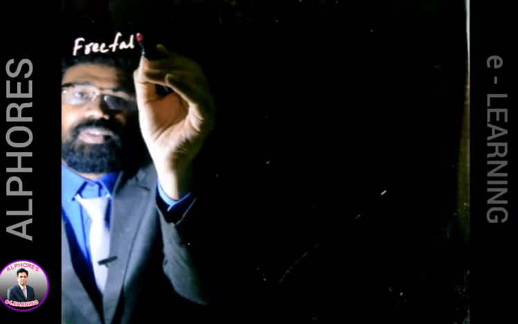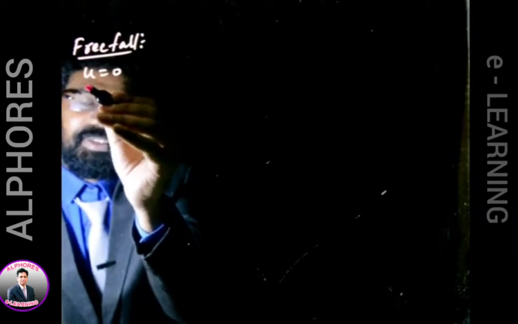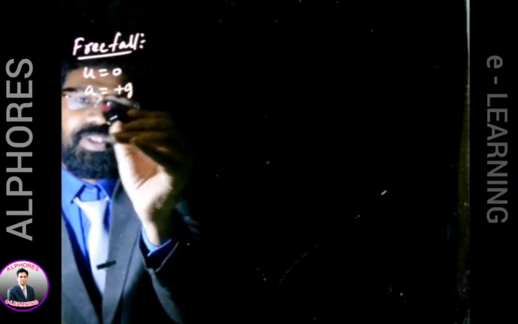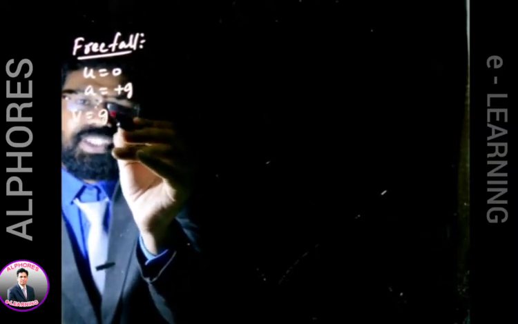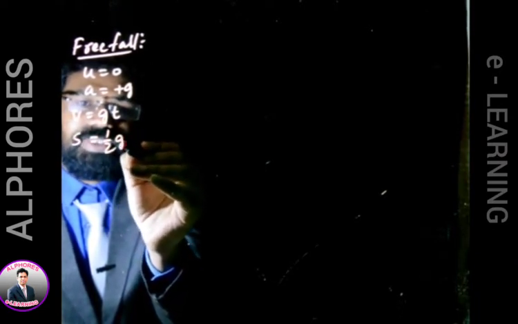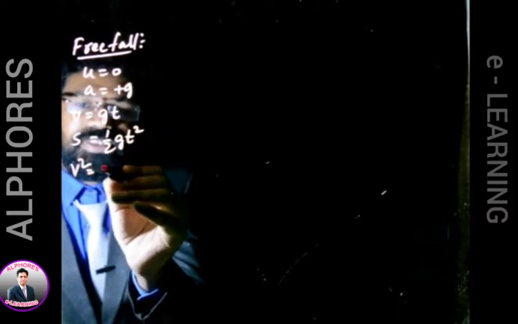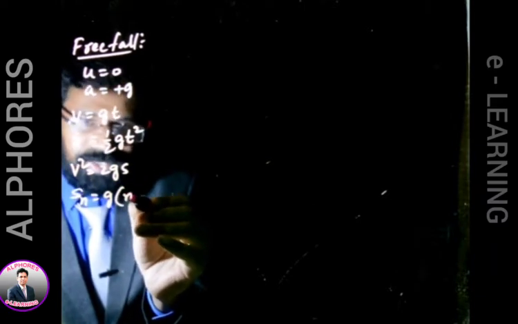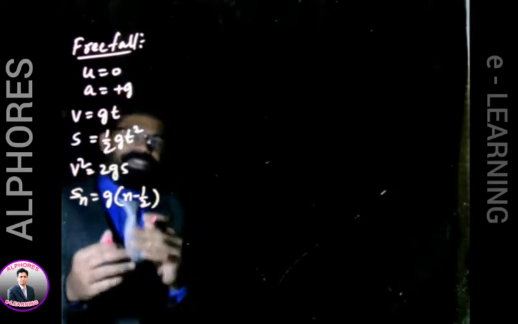So in case of free fall, let us see what kind of form the kinematic equations will take. Free fall means the initial velocity will be taken to be 0. What are the kinematic equations in case of free fall? We are going to replace a with plus g. So the first equation is v = gt. Second equation, height of fall, s = half g t square. Then v square = 2gs. And Sn = g(n - 1/2). Okay, so these are the equations.